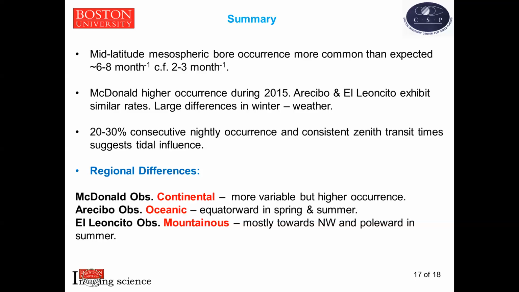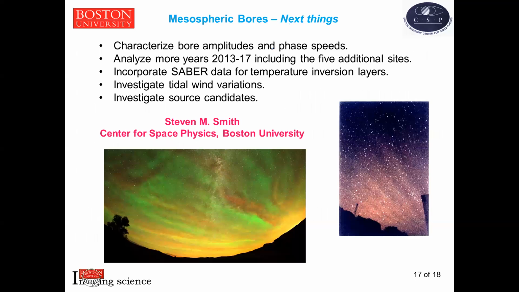In terms of regional differences, the McDonald observatory, which is a more continental type of region, had much more variable occurrence, but it had a higher rate of occurrence. Arecibo is oceanic, and so it was consistently more equatorward during the spring and the summer, and the mountainous site at Ionosphere was mostly towards the northwest and poleward in the summer. So much more consistent.